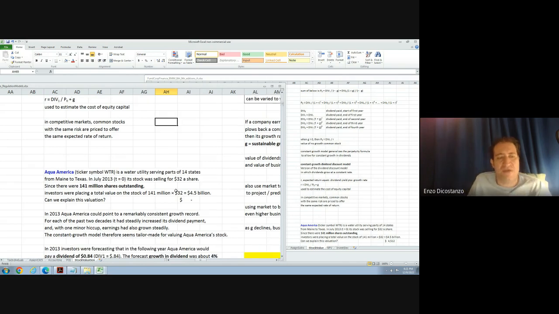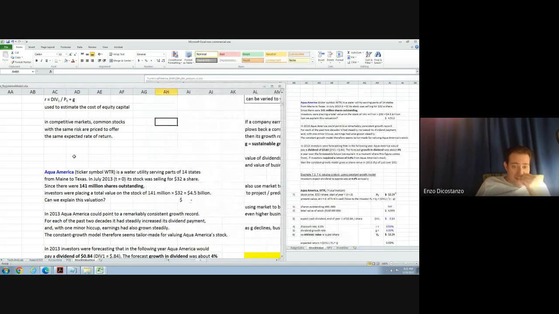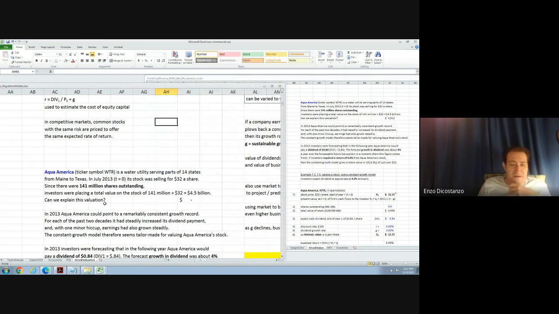Okay. And now we have another example here. This is Aqua America. And what is this? This takes the shares times what it's selling for. Looking at this, I think this is a real company. It's a water utility serving parts of 14 states. At least it did at the time, a decade ago. Its stock was selling for $32 a share, and there were 141 million shares outstanding. Investors were placing a total value on 141 million shares at 4.5 billion.